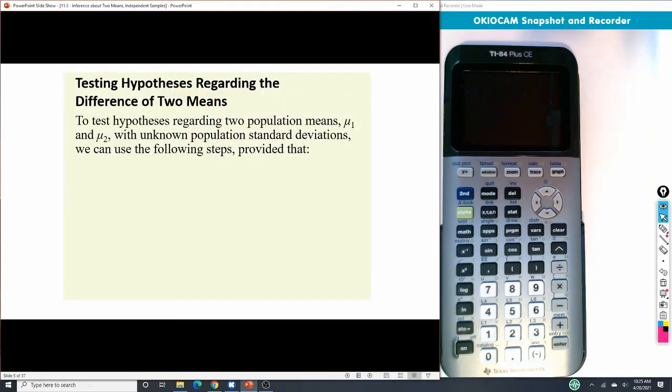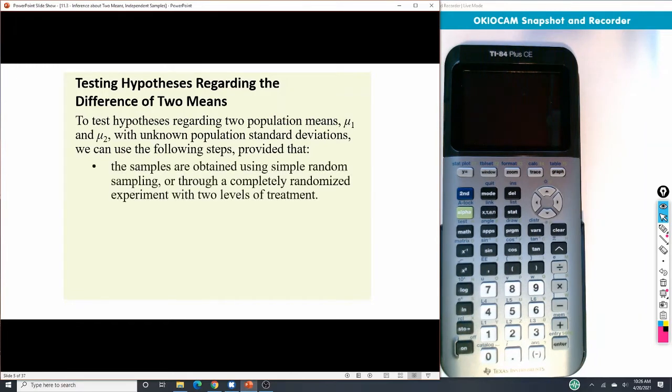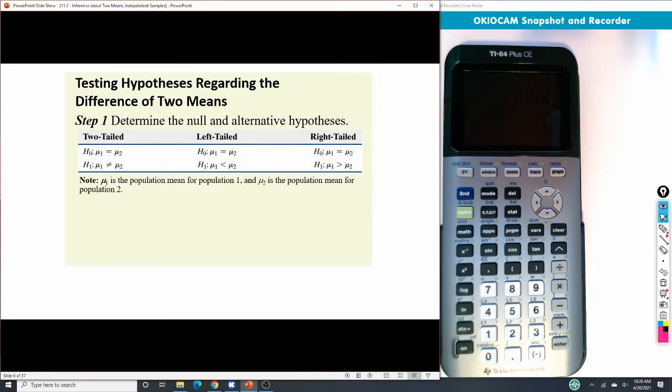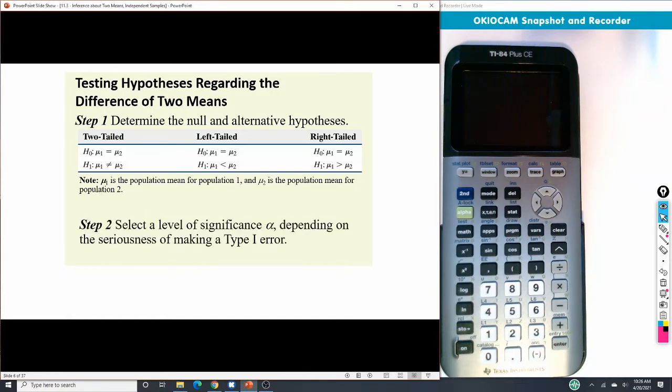To test with these unknown standard deviations, one, the samples must be simple random sampling, or come from a completely randomized experiment with two levels of treatment. The samples are independent. And the populations are either normally distributed or large, but still not more than 5% of the population size. We still look at our mu because we are talking about the mean. We have our two-tailed, left-tailed, and right-tailed tests. Those things don't change. We're still going to look at our level of significance.